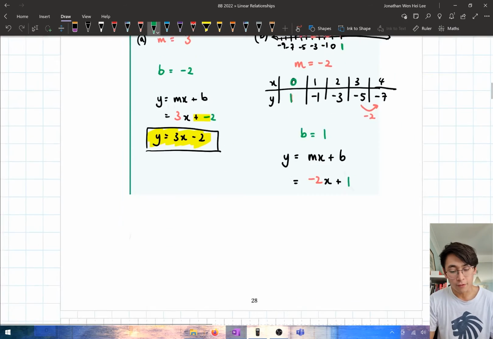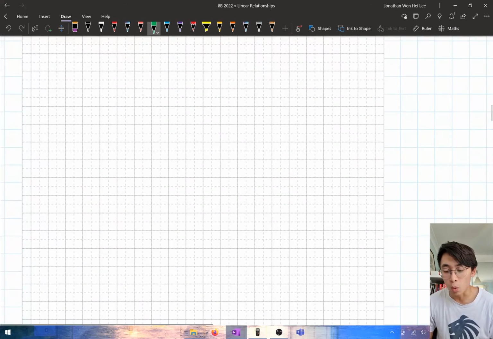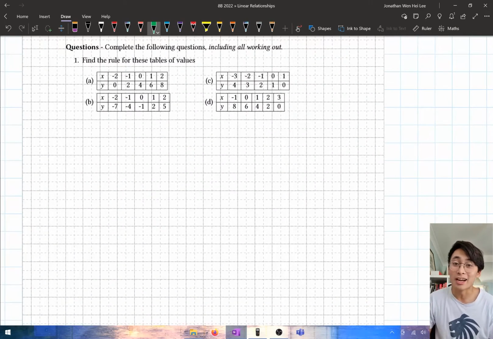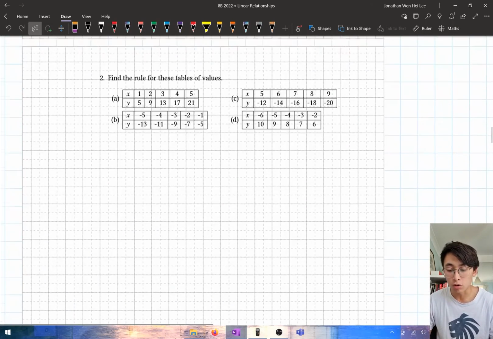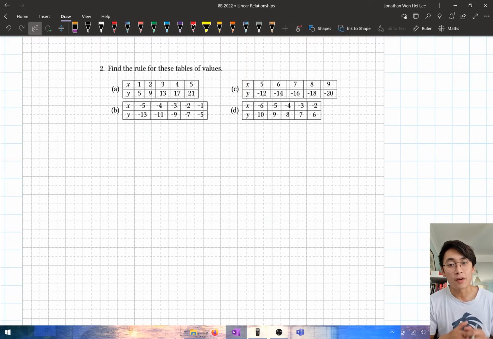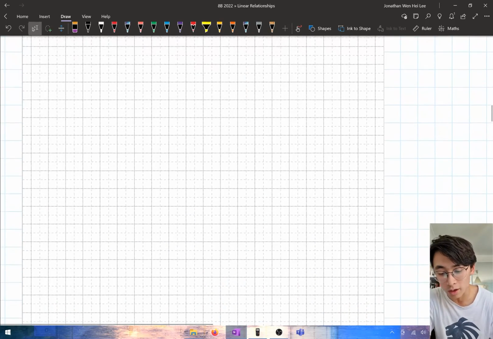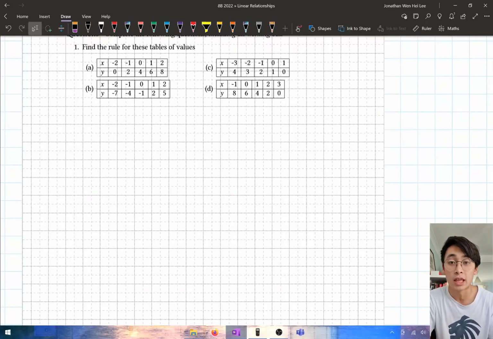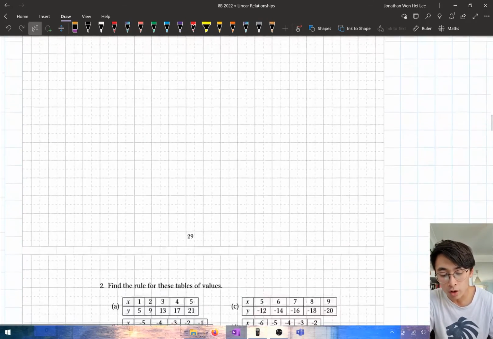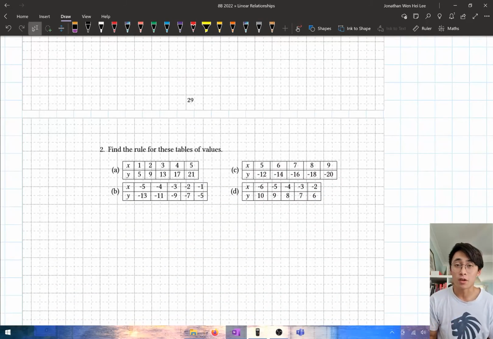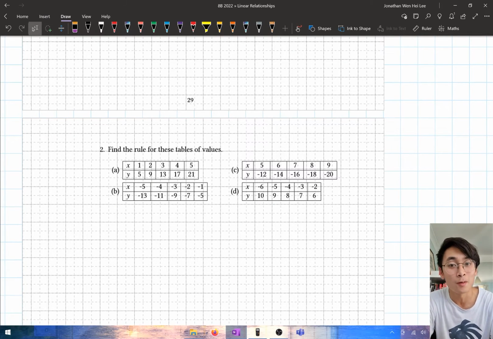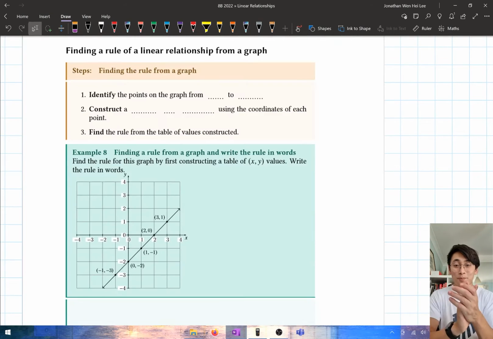Over the page, there's a few questions for you to have a go at. There's question 1 on page 29, and then there's also question 2 on page 30. Can I get you guys to have a go at these questions for me? Question 1 is going to be very similar to the ones we did in that first example. And in question 2, there'll be a few questions where you need to extend the table, whether that be to the right or to the left, so that you can get an x value of 0. So have a go at those questions for me, and we'll come back a little bit later.